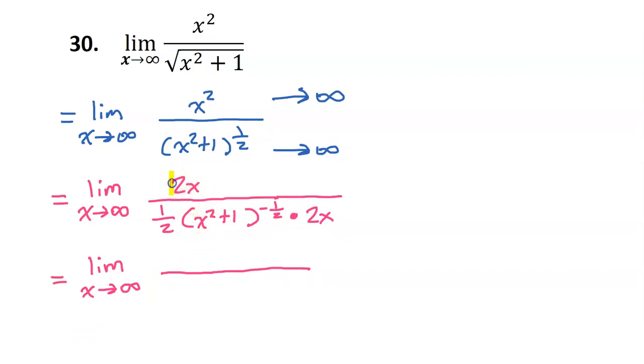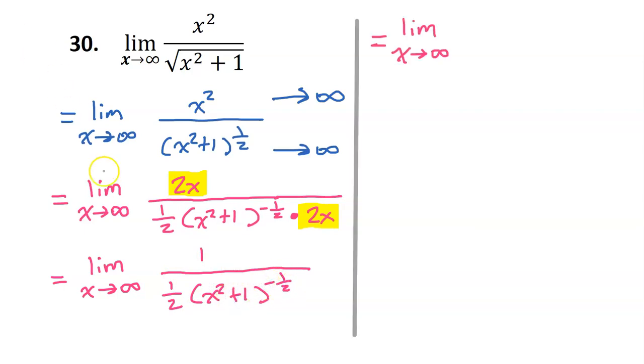Let's simplify. Notice that we have 2x in the numerator, and we also have 2x in the denominator. So those will definitely cancel each other out. Now we have 1 over 1/2 times x squared plus 1 to the negative 1/2 power. However, when you divide by a fraction, you multiply by the reciprocal. So this 1/2 is going to end up as a 2. Also, because I have a negative exponent, I can bring this up to the numerator and make it a positive exponent. So I have x squared plus 1 to the positive 1/2 power.